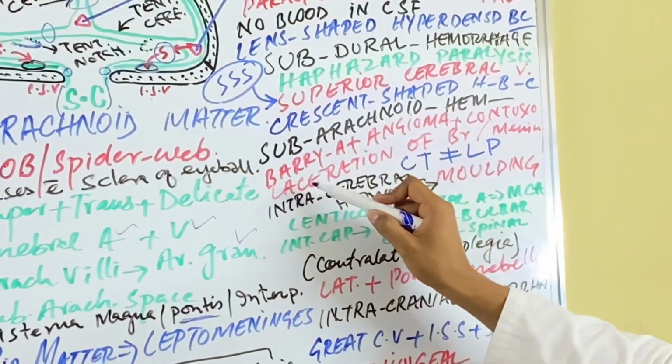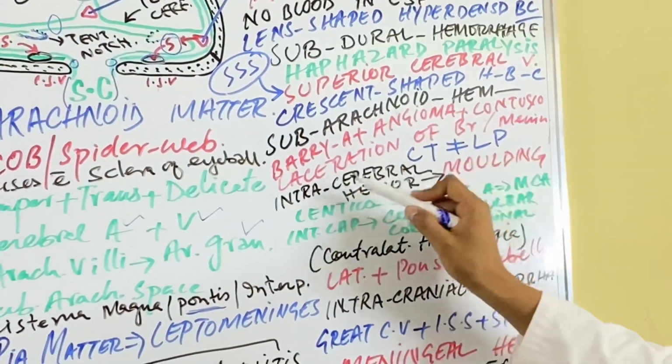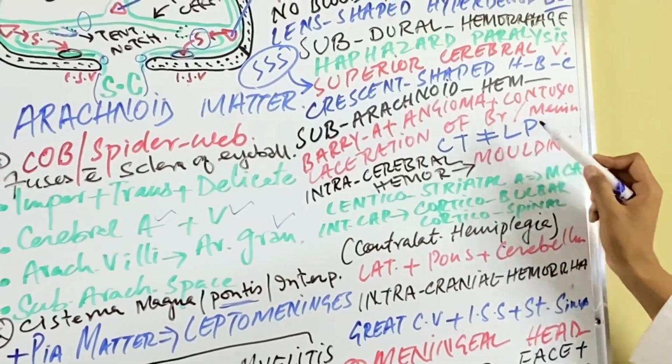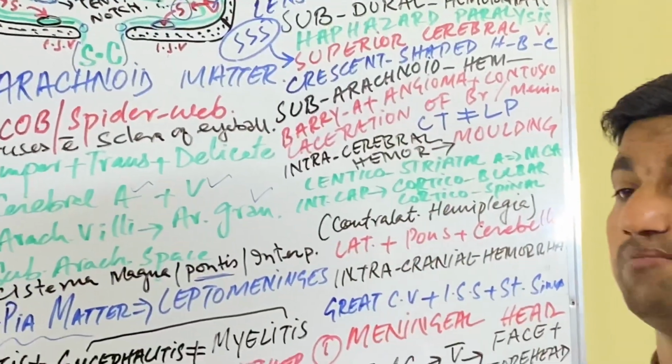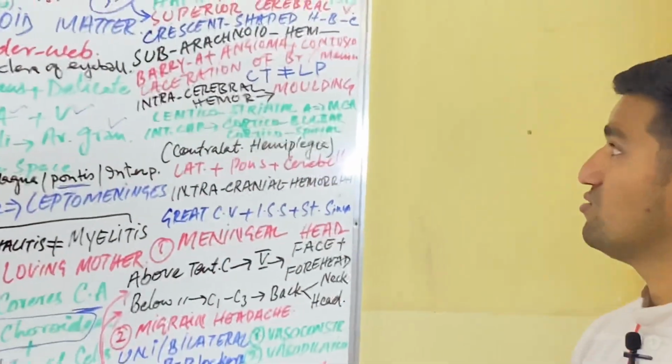Then we have angioma, contusion, laceration of the brain and meninges. And for diagnosis, CT scan is the best, and lumbar puncture can also be done to diagnose the pathology.